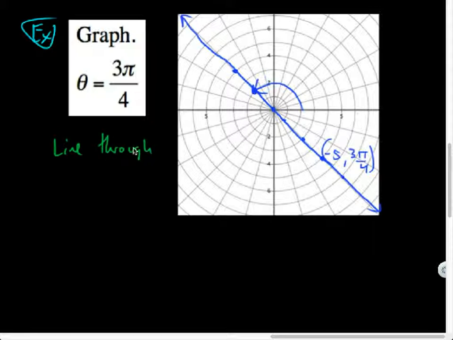Negative 5 is greater than? What is negative 5 again? Oh, I just picked a point there. Yeah. So like this would be negative 7, 3 pi over 4. This would be 0, 3 pi over 4. 8, 3 pi over 4. I was just indicating that you could have that happen. So it's a line through the pole at angle theta. Okay, so that's interesting. So there's two basic equations for us to start with.